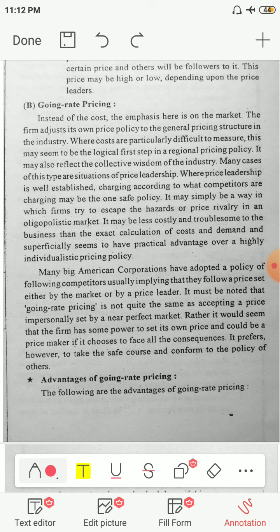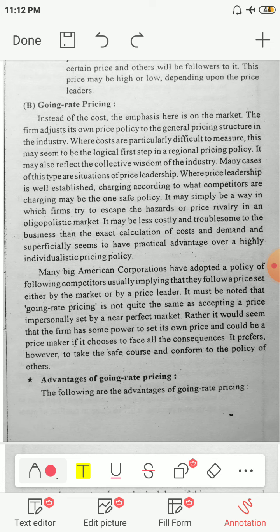After that we are adding profit margin and we are deciding price. But in all situations, calculation of cost is not an easy task. In that situation, adopting the going rate pricing will be a wise decision. It may also reflect the collective wisdom of the industry. Why collective wisdom? Because the price set by the market is adopted by every firm. Every firm is accepting it, which means every firm is wisely accepting this price and it becomes the trend of the industry.